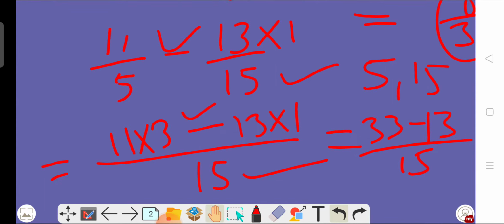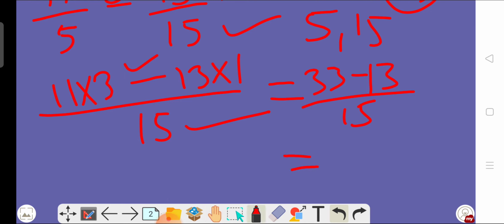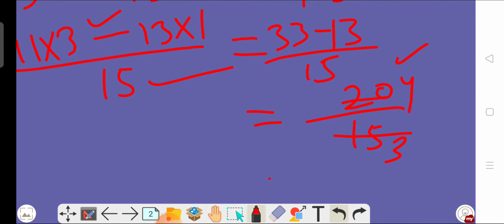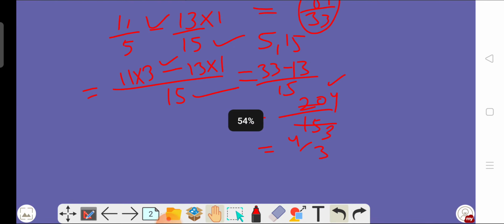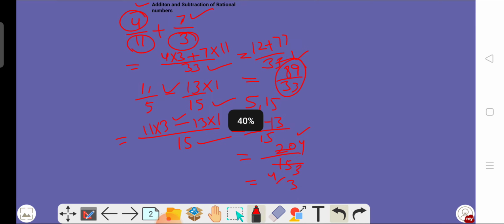Okay. And this is equal to 20 by 15. Now look at the numerator and denominator of the resultant. 5 is the common factor. So we can reduce this rational number into the simplest form by cancelling the common factor. This will become 3 and this will become 4. So the result is equal to 4 by 3. So this is the way by which we can add two given rational numbers and subtract two given rational numbers.